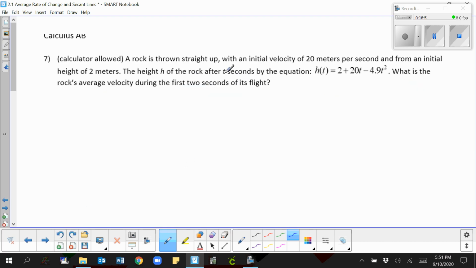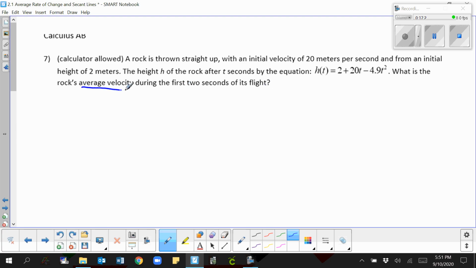Okay, let's look at 7. For this one, we are going to use a calculator because we've got some decimals. And so it says a rock is thrown straight up with an initial velocity of 20 meters per second and from an initial height of 2 meters. The height h of the rock after t seconds is given by the equation right here. What is the rock's average velocity during the first 2 seconds of flight?